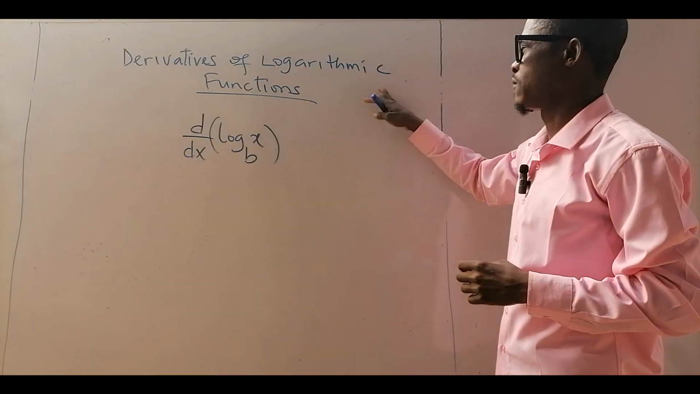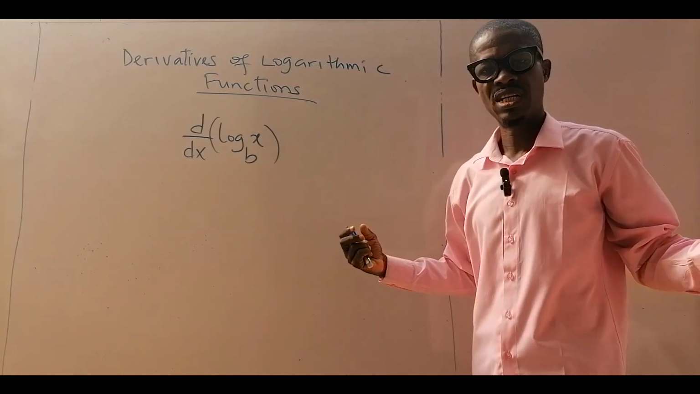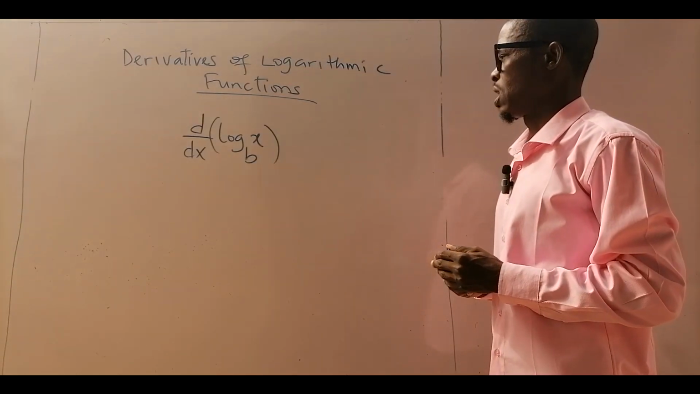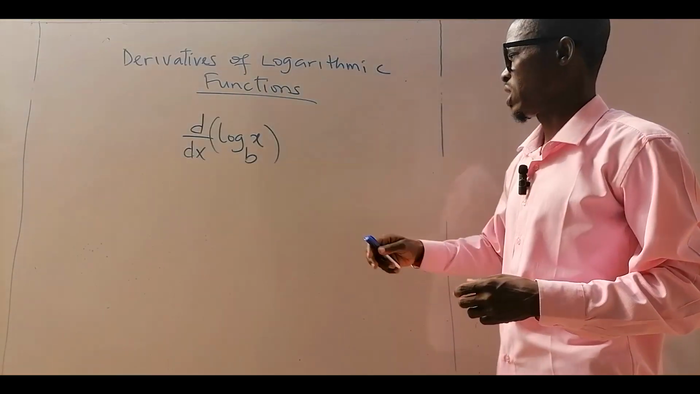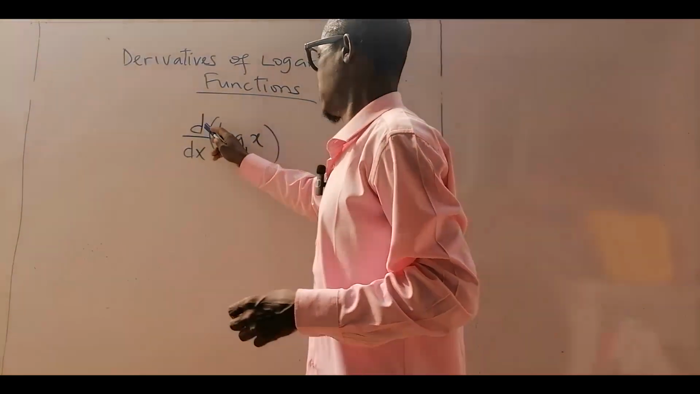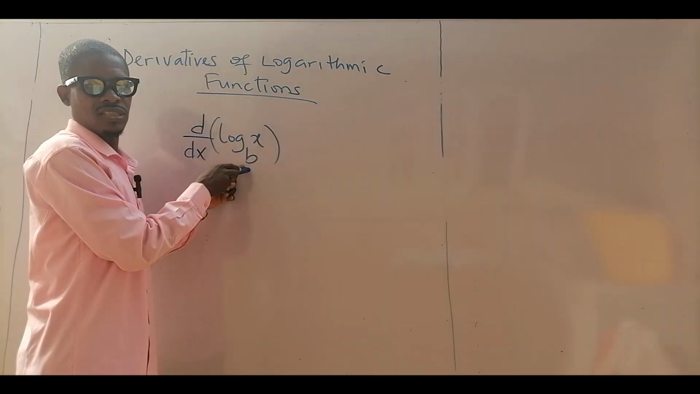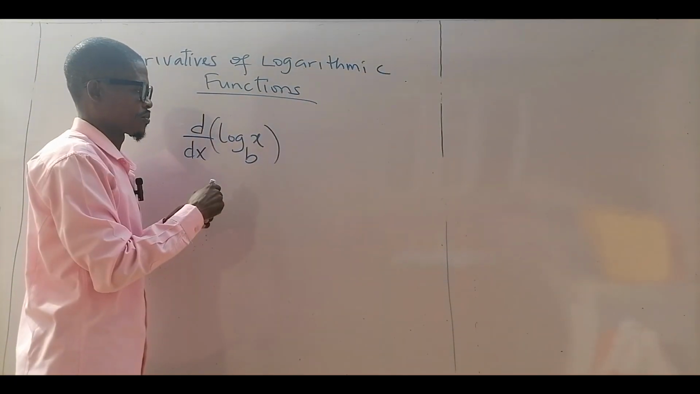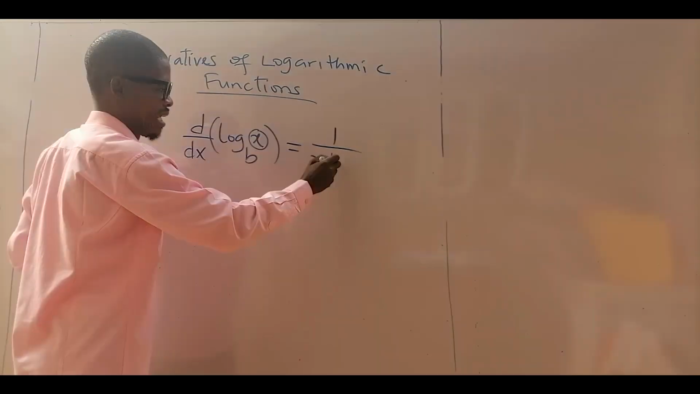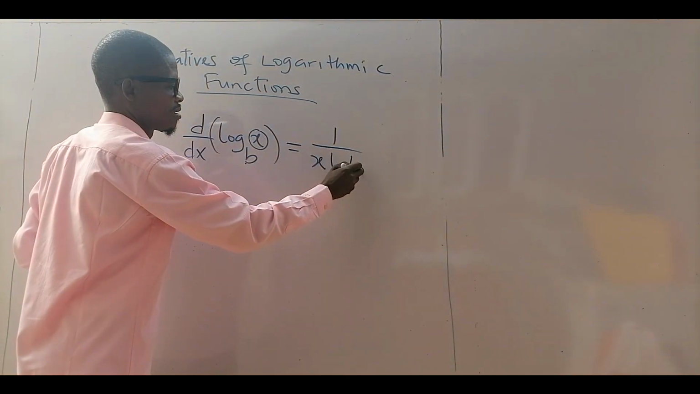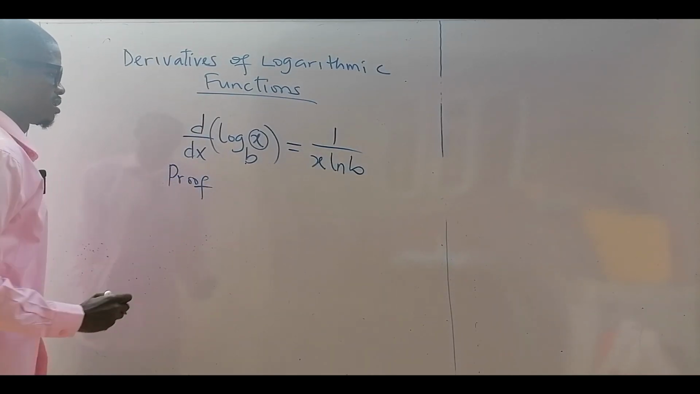So we are looking at derivatives of logarithmic functions, and to differentiate logarithmic functions, this calls for the use of implicit differentiation. Let's see how we can differentiate this function: d/dx of log to base b of x, where b is a positive integer. This is going to be very simple: 1 over x ln b. Let's quickly prove that.